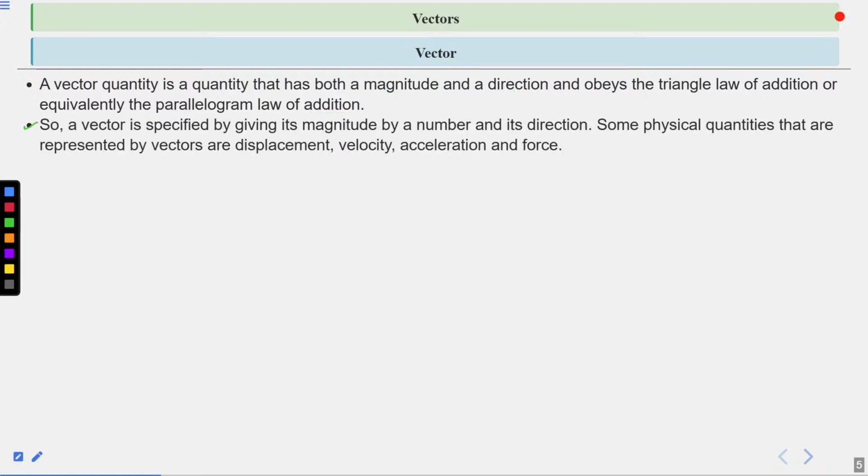So a vector is specified by giving its magnitude by a number and its direction. A vector has magnitude and direction. Some physical quantities are represented by vectors. Here are some examples of vectors, like displacement. Displacement is a vector quantity because it has both magnitude and direction. Clear? Velocity, acceleration and force. Force is a vector quantity.